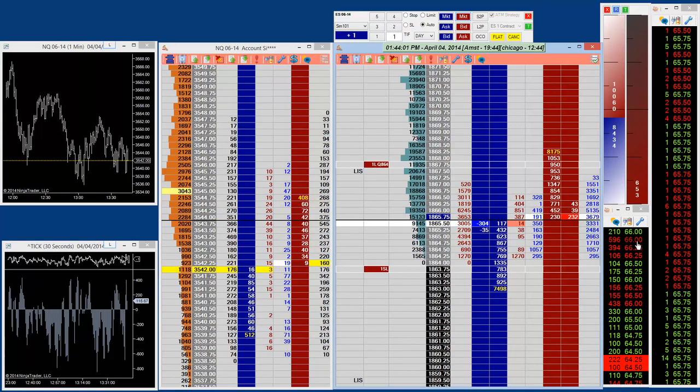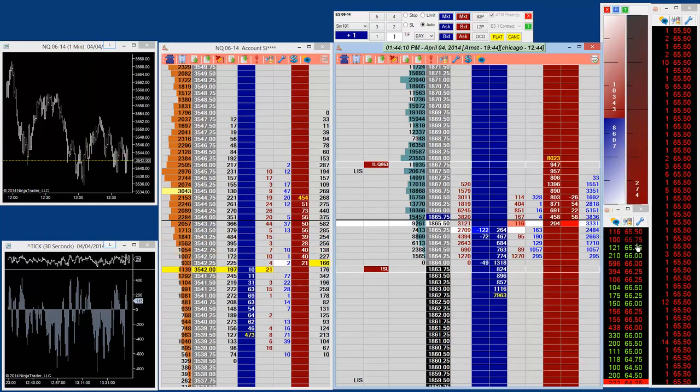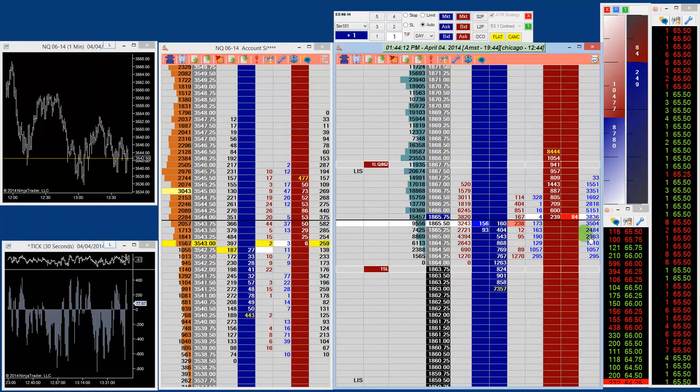They got some price progression down. We see 210 contracts coming in at 66. He got a tick up. Okay, sorry, he didn't get a tick up. We got 121, 65, 75. The guy at 66 didn't get a tick up.